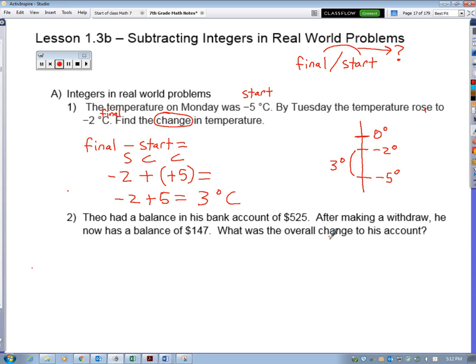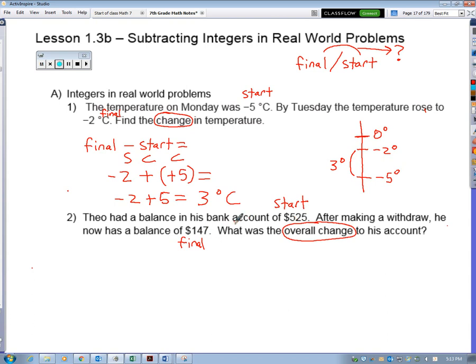What was the overall change to his account? Okay, the keyword that tells us subtraction is overall change. Alright, we're looking at the change. Okay, and we can set up our final start problem, our clue that tells us that this is subtraction, because we have the start. This is the balance he started with. And down here is his final. Okay, that's the balance he ended with, and we just want to find out what happened to get from this number to this number, what the change was.